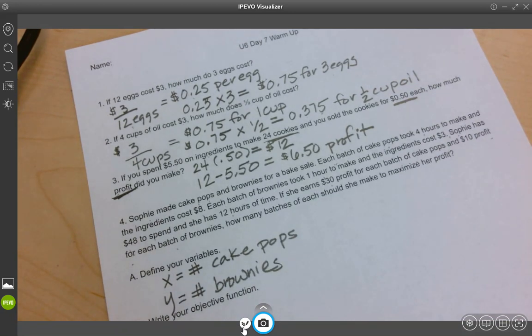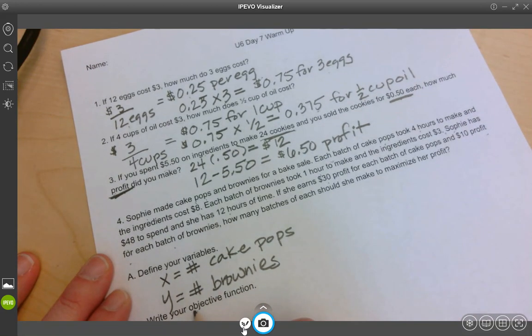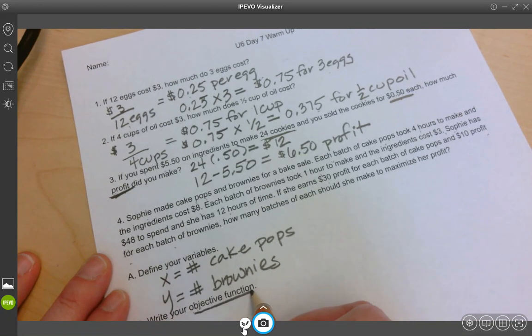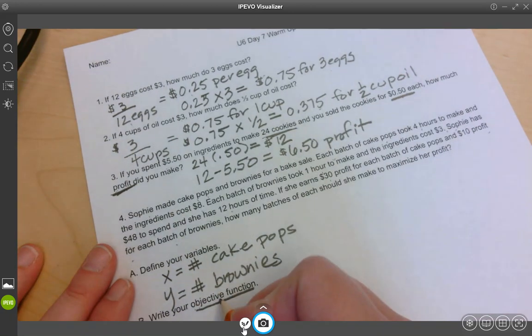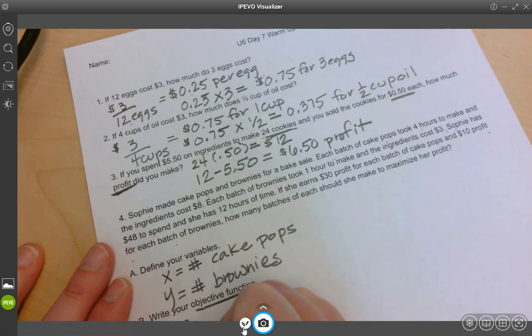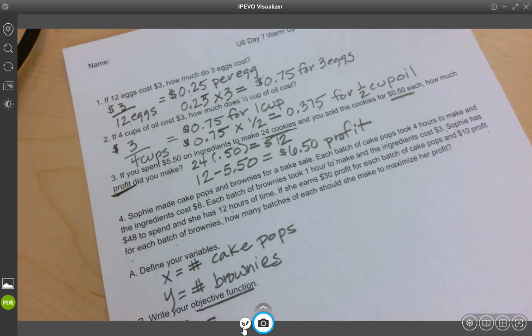Lonnie, you with us? Thank you. Okay. Write your objective function. Now remember, your objective is your goal, and if you look at the last sentence, find the last sentence in the problem. Our goal is to maximize what? Profit. Good. So our objective function should be about the profit. Okay. So see if you can find the profit numbers for cake pops and for brownies. If you haven't written that objective function yet, let's write it right now.